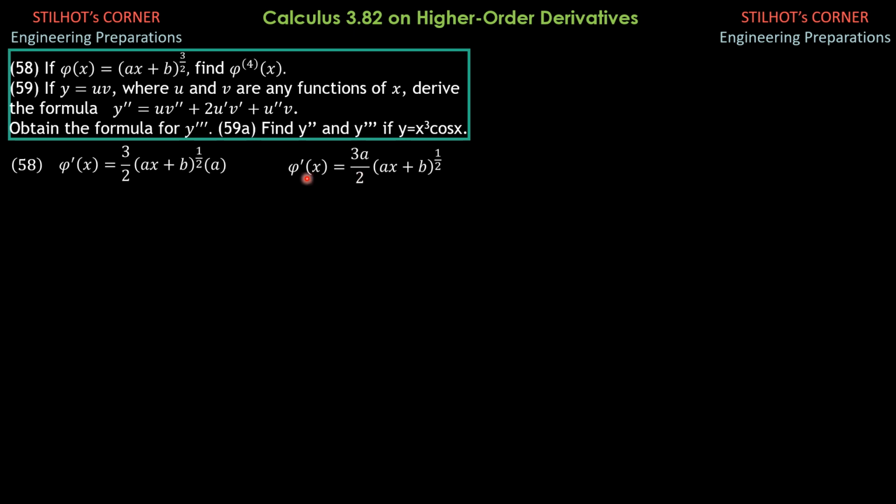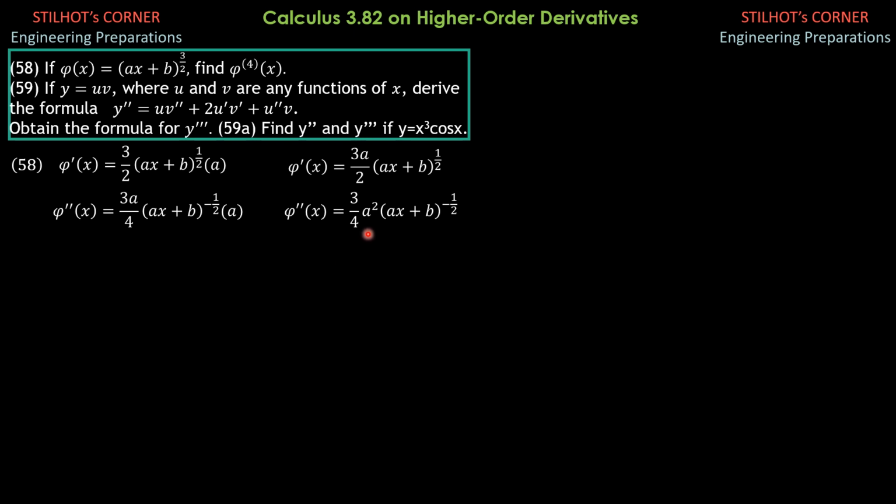For the second derivative of P, it is 3 halves A times 1 half, so that's 3/4 of A quantity AX plus B to the negative 1 half times A. So second derivative is 3A over 4 AX plus B to the negative 1 half times A. Simplifying, the second derivative is 3A squared over 4 quantity AX plus B to the negative 1 half.